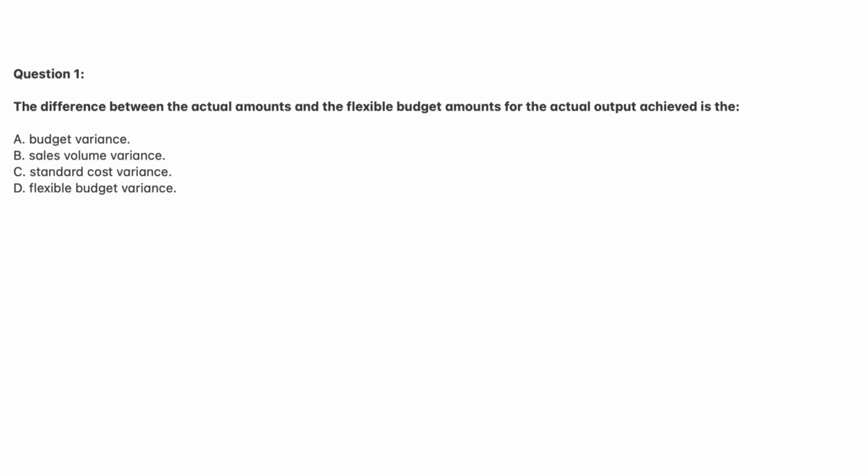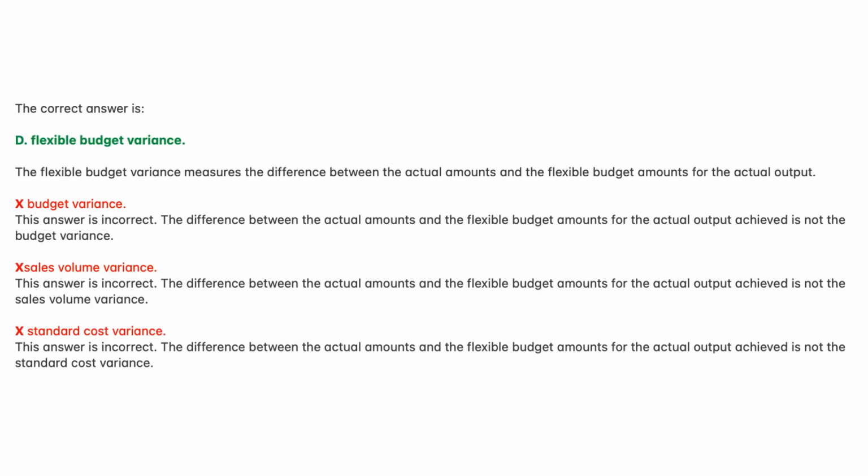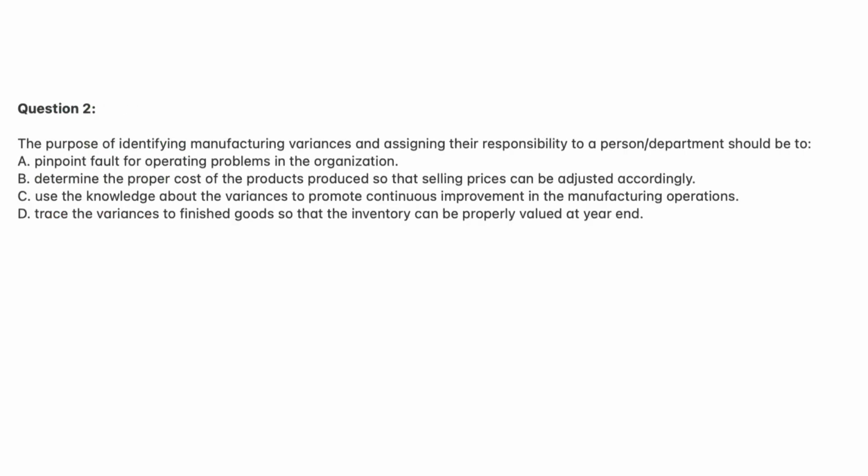Question 1. The difference between the actual amounts and the flexible budget amounts for the actual output achieved is the A. Budget variance, B. Sales volume variance, C. Standard cost variance, D. Flexible budget variance. The correct answer is D. Flexible budget variance. The flexible budget variance measures the difference between the actual amounts and the flexible budget amounts for the actual output.